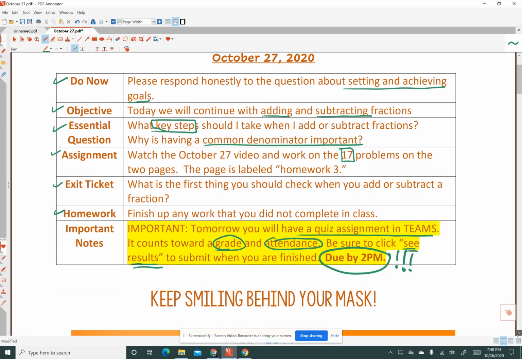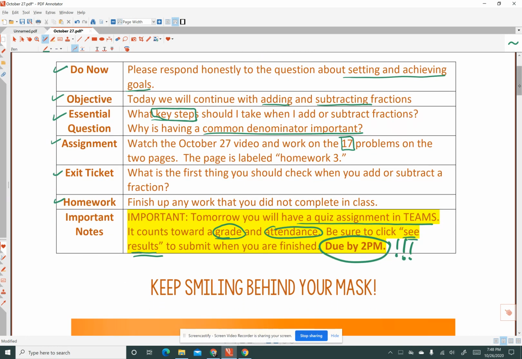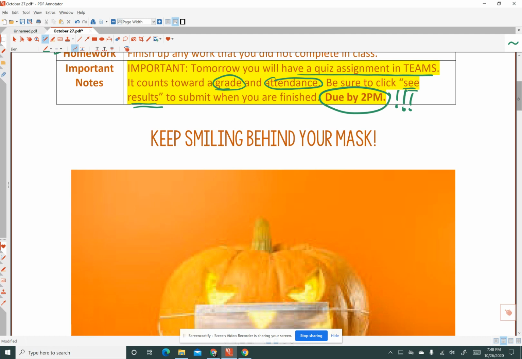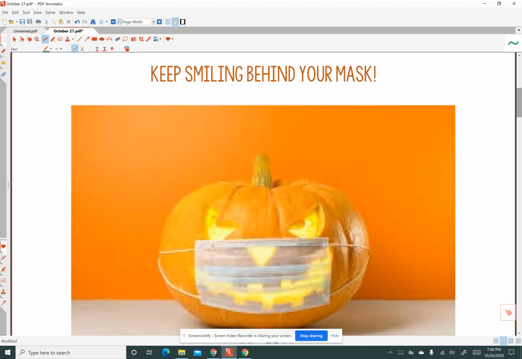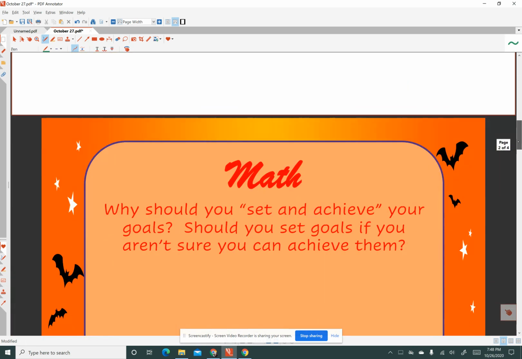Okay, so let's move on. We do have our pumpkin of the day today. It's pumpkins every day this week. The pumpkin has a mask, and this is what I want you to remember, which is to keep smiling behind your mask. So let's move on to our lesson.